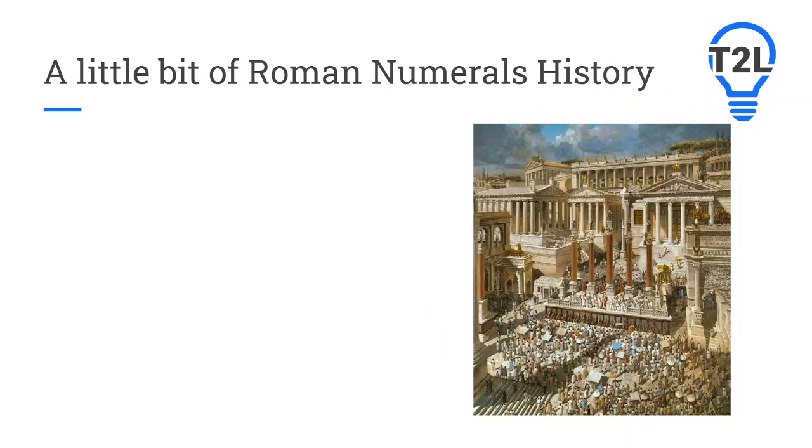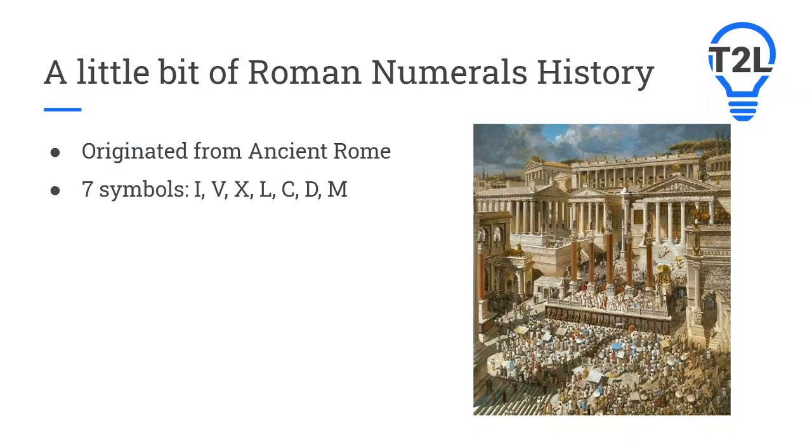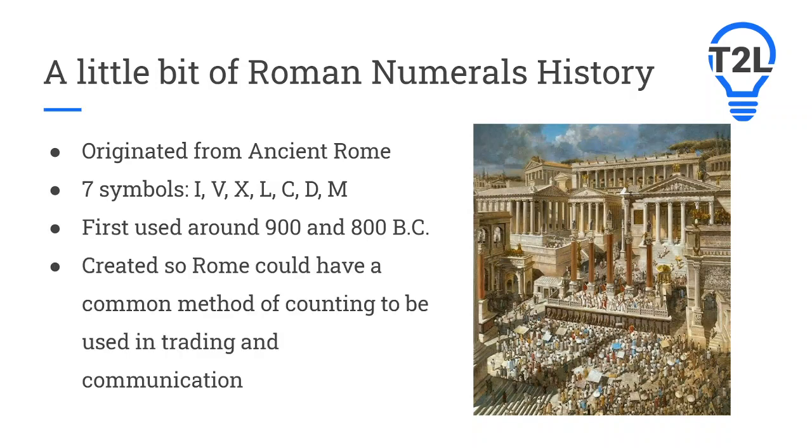So a little bit of Roman numerals history. It originated from ancient Rome, as you may already know. There are 7 symbols: I, V, X, L, C, D, and M. They were first used around 900 to 800 BC, so almost 3,000 years ago. And they were created so that Rome could have a common method of counting that could be used in trading and overall communication, and really just for a first form of communication, because before that there wasn't really any form of communication in Rome.